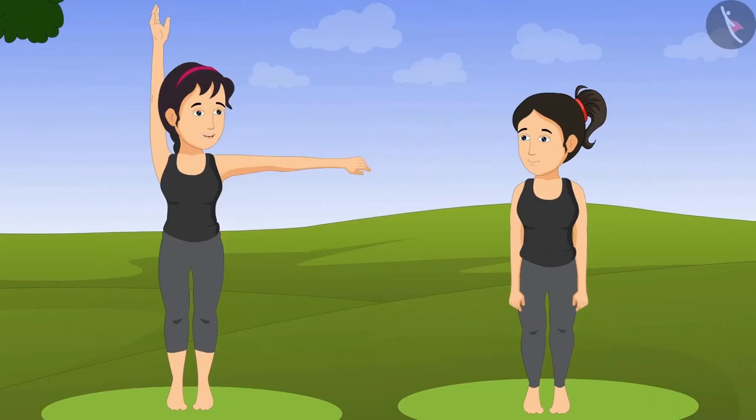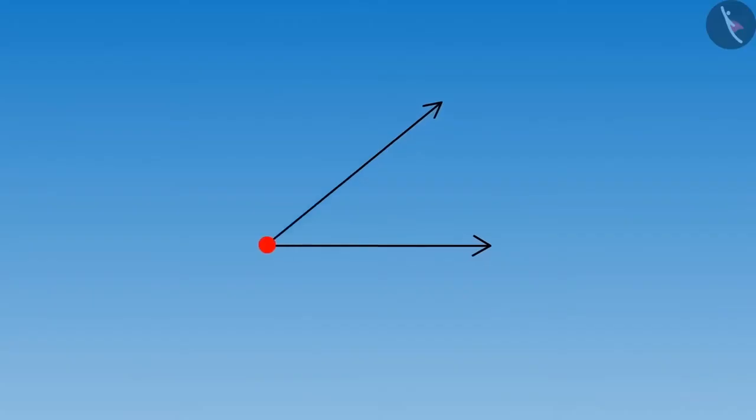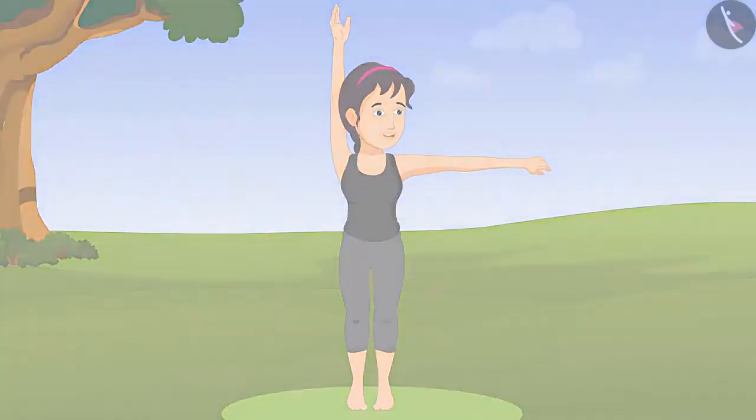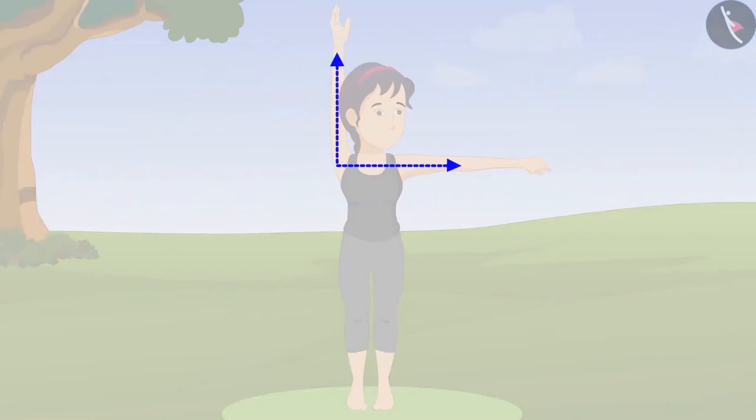Hey, Riva, look at my hands carefully. Do you realize that my hands are making an angle? "Angle? But how?" Do you remember what I had told you about the angles? When two lines join at one point, then an angle is formed between them. Suppose my two hands are two lines and my shoulder is the point where these lines are joined, then an angle is formed between my hands.